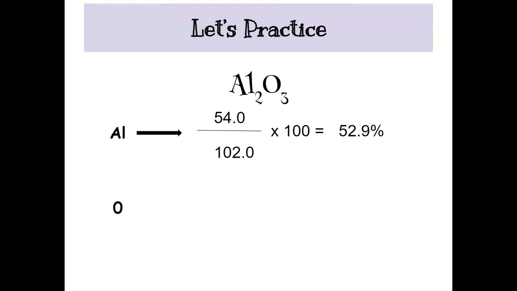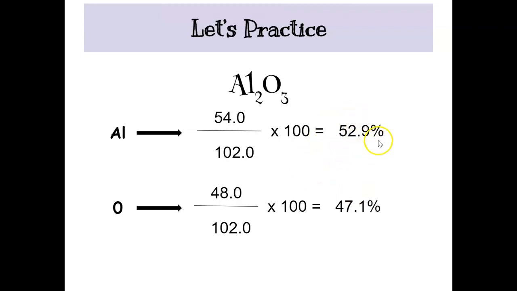Now, right off the bat, we can tell that if 53% of my compound is aluminum, 47-ish% is going to need to be oxygen, okay? So the molar mass of 3 oxygen atoms is going to be 48 grams divided by 102, because again, the bottom number will always stay the same because it's just the total mass, times 100 is 47.1%. Perfect, which is exactly where we want to be, which gives us 100% for the total. So in aluminum oxide, 52.3% is aluminum, 47.1% is oxygen.